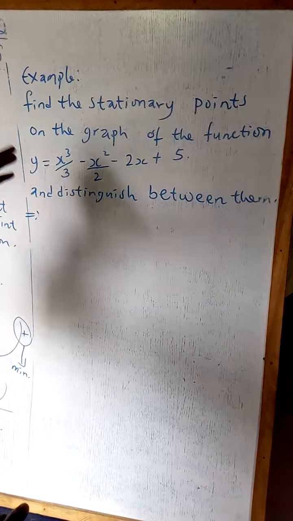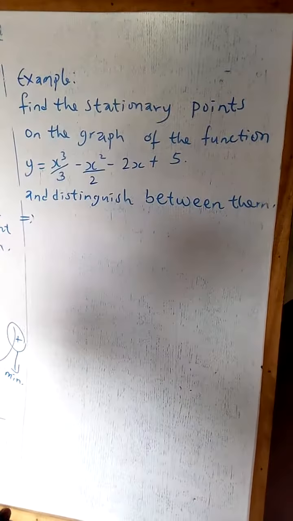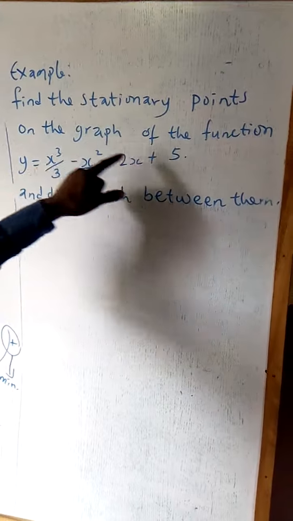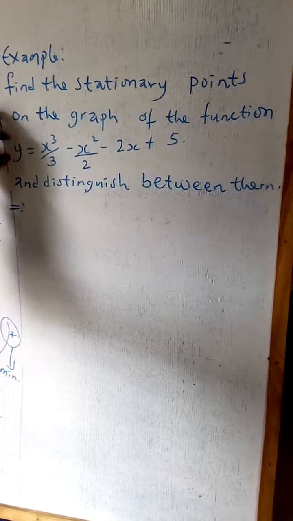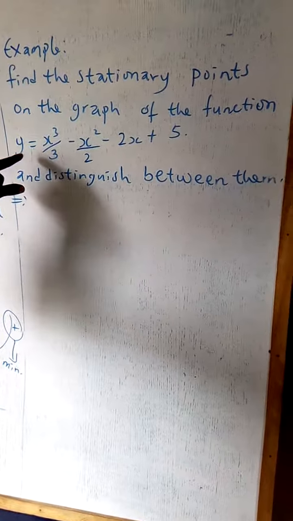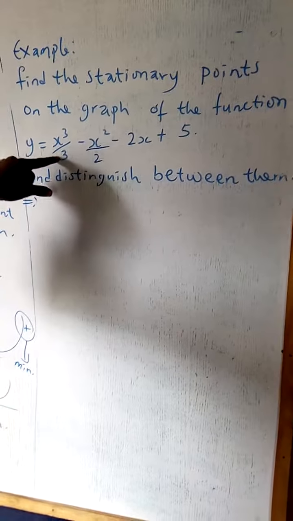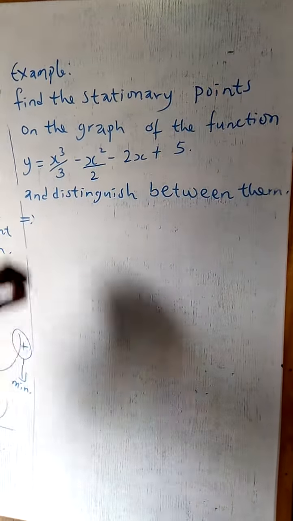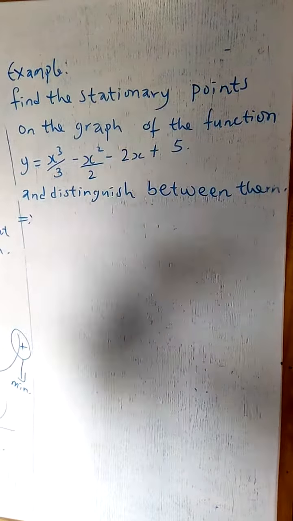The question is to explain the turning effect or the stationary point. You have to find the stationary point on the graph of the function y = s³/3 − s²/2 − 2s + 5, and we have to distinguish between these stationary points.